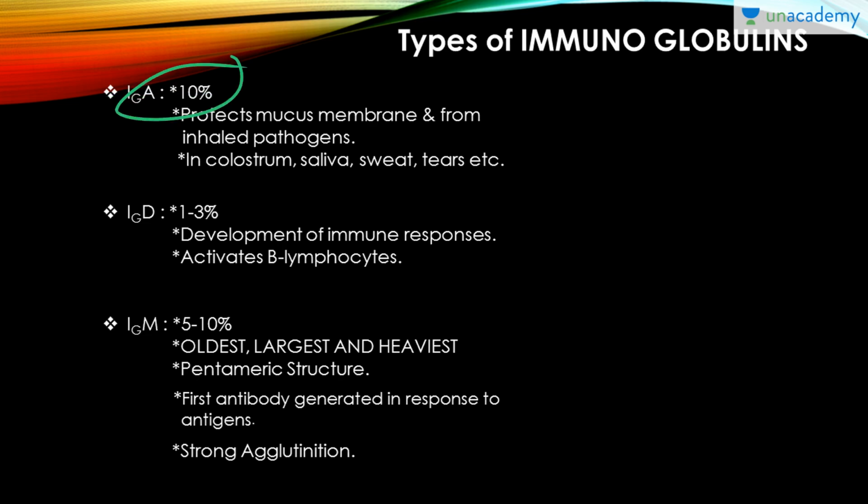Immunoglobulin A, in amount they are 10%. They protect the mucous membrane from inhaled pathogens. They are in colostrum, saliva, sweat, tears. This is a very common question. Which immunoglobulin is found in colostrum? I think you know what colostrum is. It is the yellowish milk secreted by a lactating mother after the delivery of the child.